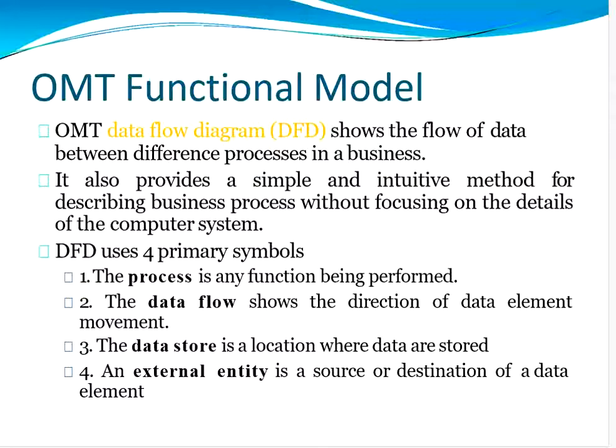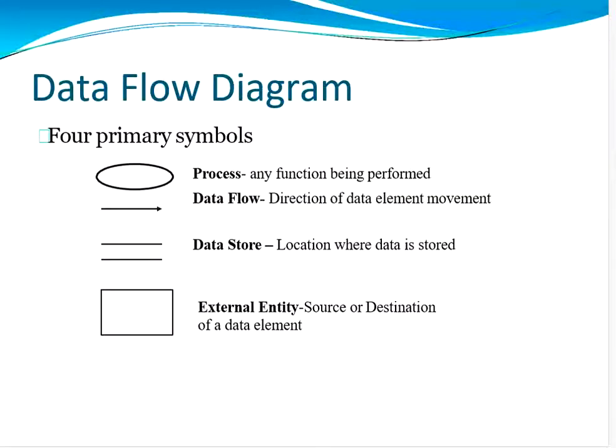The first one is the process. A process is any function being performed. The second symbol that the data flow diagram uses is the data flow, which shows the direction of the data element movement. The third symbol used by the data flow diagram is the data store, which is a location where the data is stored. And the last symbol that the data flow diagram uses is the external entity. The external entity is the source or the destination of the data element. These are the four symbols used by the data flow diagram.